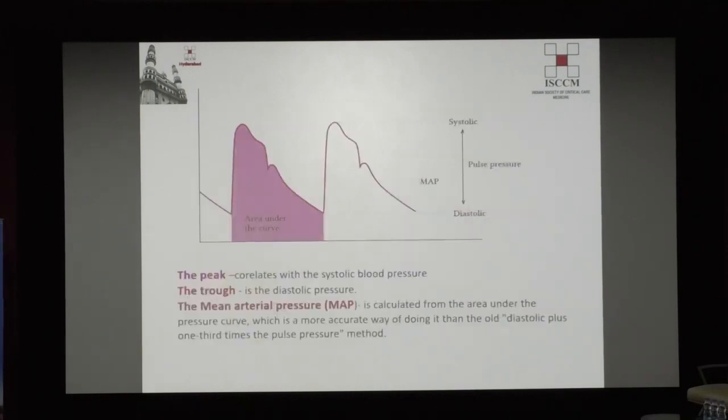Now, there is a peak which correlates with the systolic BP. There is a trough, that is the diastolic pressure, and the mean arterial pressure is calculated from the area under the pressure curve, which is a more accurate way of doing it than the old diastolic plus 1/3 pulse pressure method. Okay. One thing to note is that your systolic and diastolic BPs can vary from a central pulse to a peripheral pulse, but the mean arterial pressure remains the same.